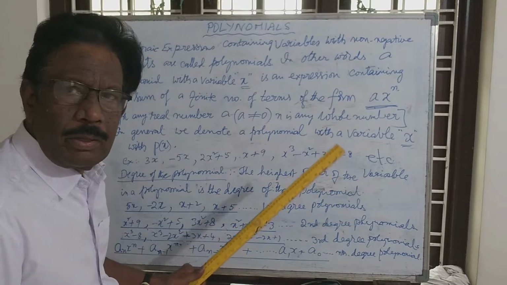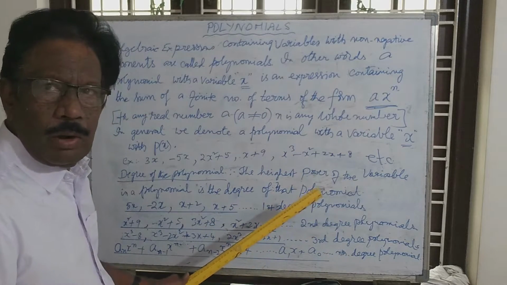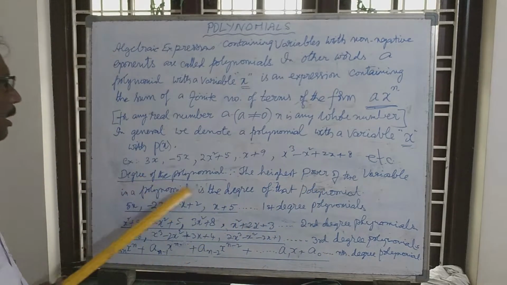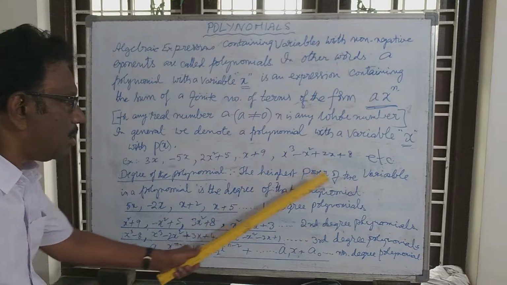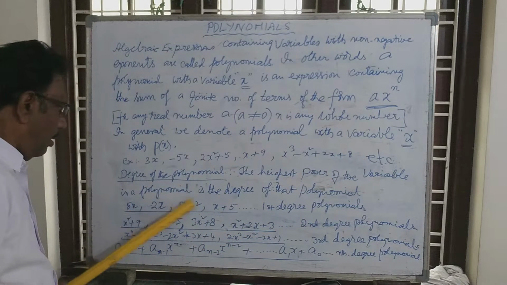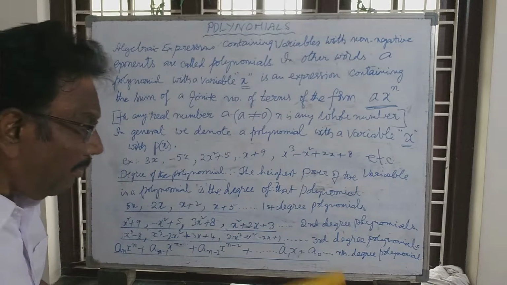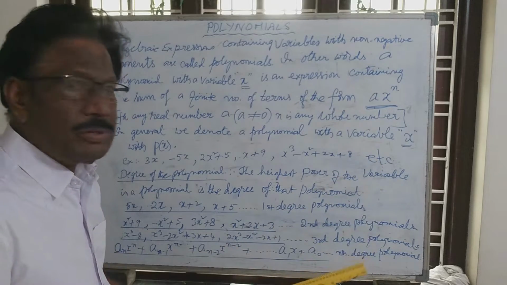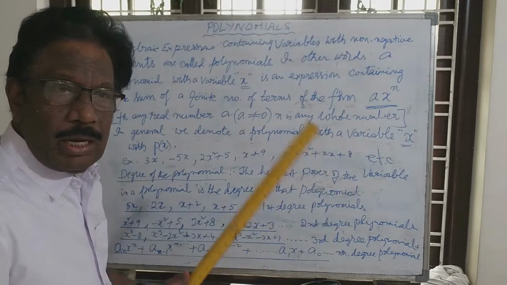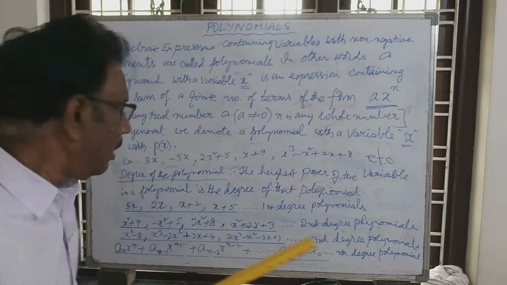Now we have studied the definition. Now we must know something more about the polynomial. First of all, the degree of a polynomial. What is meant by the degree of a polynomial? The highest power of the variable in a polynomial is the degree of that polynomial. You find the number of terms, and in those terms you find the exponents. The highest exponent of a term will be taken as the degree of the polynomial.